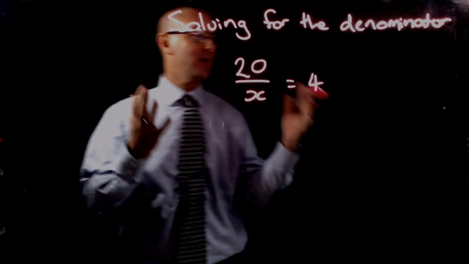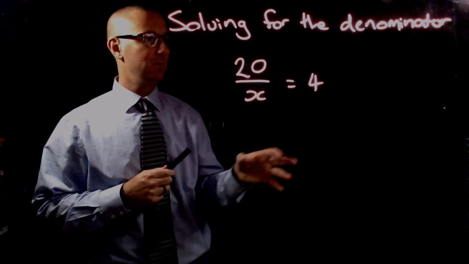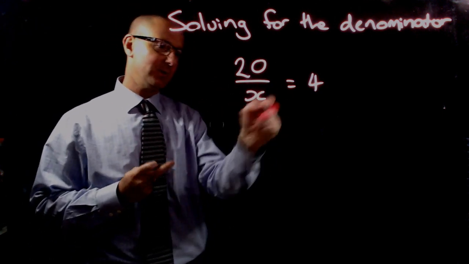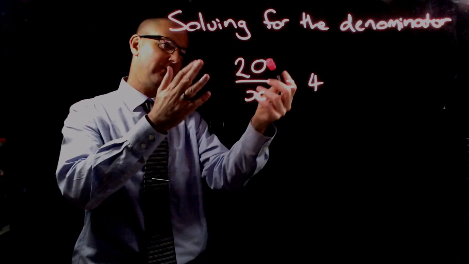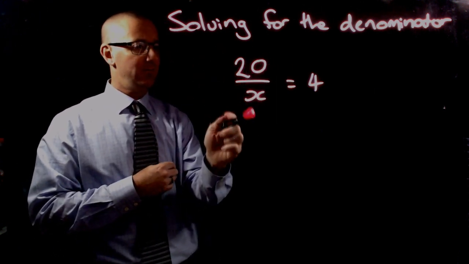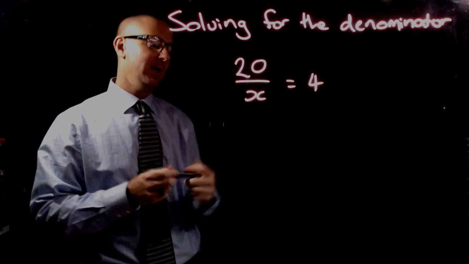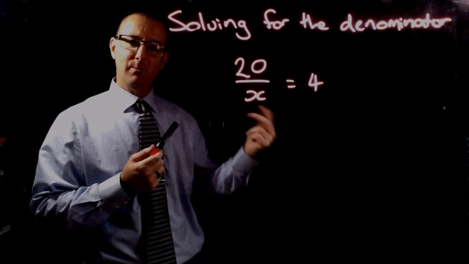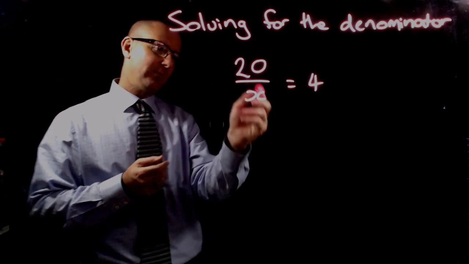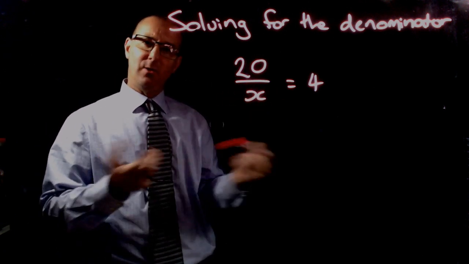Alright, this is a demonstration video on how to use algebra in order to solve for a denominator. So you can see in this example we've got a fraction which is 20 over x is equal to 4. Now this is more difficult. It's a couple of steps to solve this by using algebra, because what we've got to do is get the x on its own.